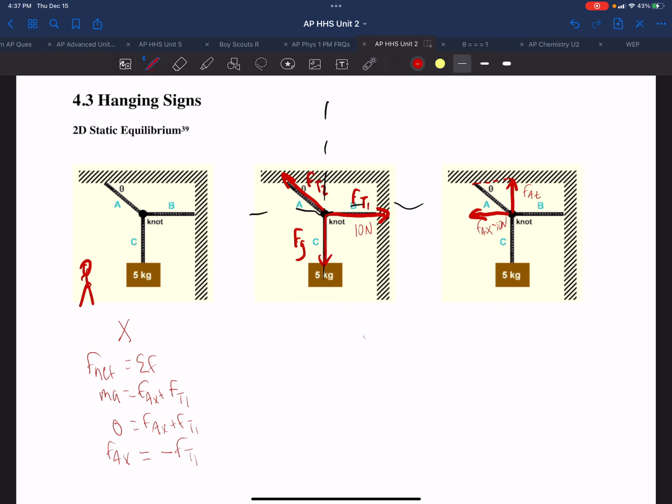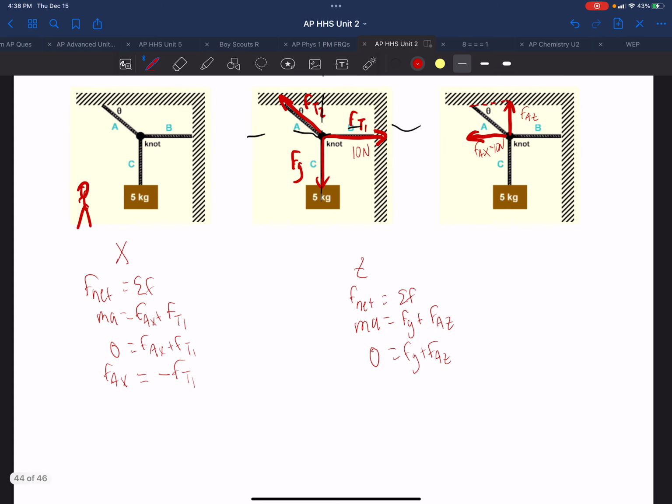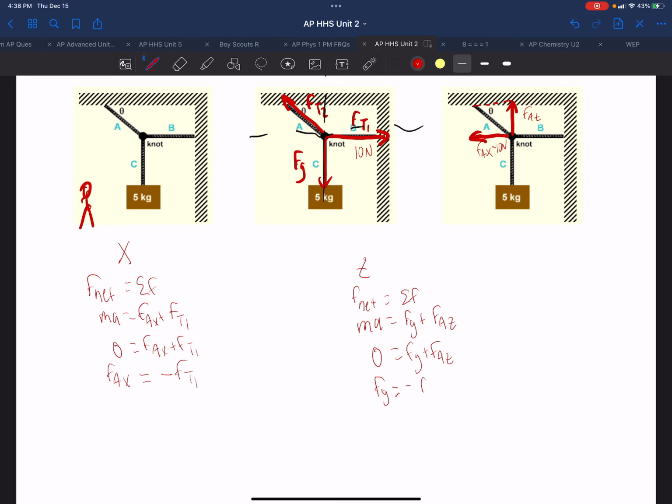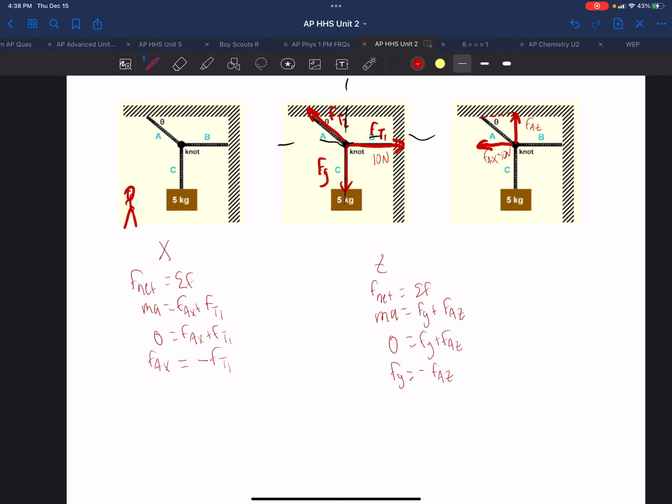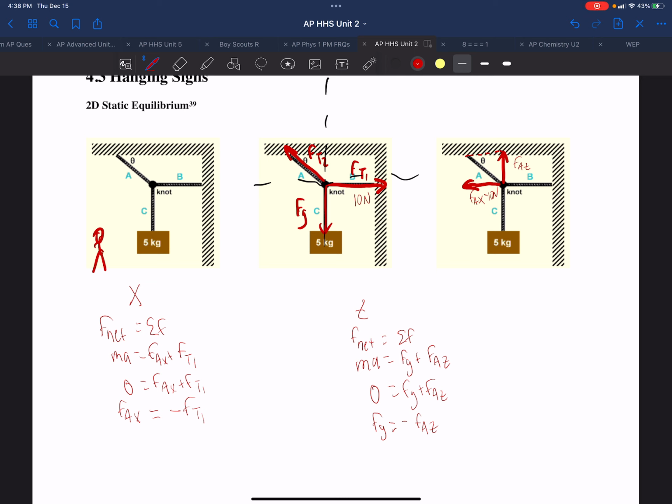Now, if we look at the Z direction, F net in the Z direction is the sum of the forces, which is MA. And in the Z direction, we have FG plus FAZ. But like the horizontal direction, it's not accelerating in the vertical direction, so the acceleration is zero. And therefore, the force of gravity is equal and opposite to FAZ. So if the force of gravity is minus 50, then FAZ must be plus 50. Minus 50 equals a negative of the plus 50.